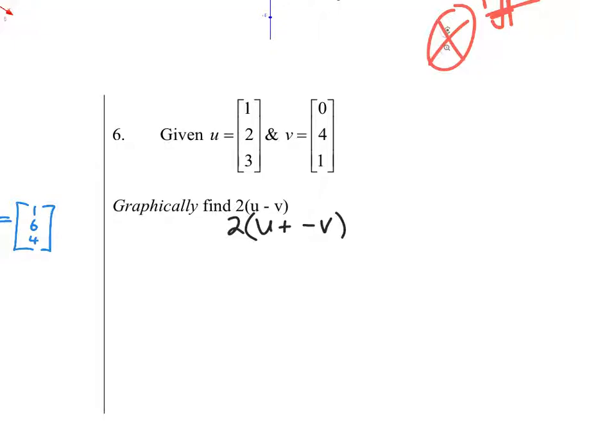Doubled. All right, so I'm going to do it a little differently here. I'm going to find that vector sum of u and negative v, but then after I do that, I'll double that resultant vector. So u we're going to leave alone, but the scalar multiple negative v is going to be 0, negative 4, negative 1. So it's these 2 vectors that we're going to be adding, u and negative v.